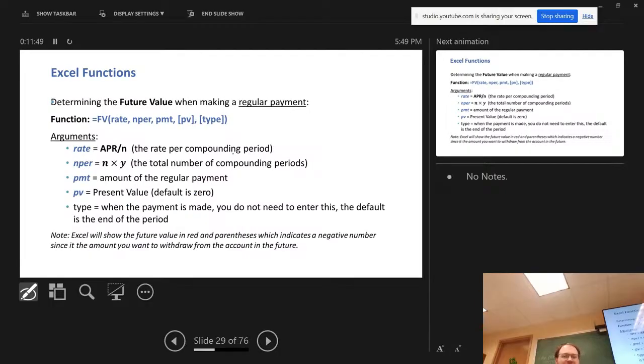So some Excel functions here. Future value when making a regular payment can be calculated using that function there. Just using it right in Excel. I believe the in-class assignment on Wednesday is going to be using this function and some of these other ones here.